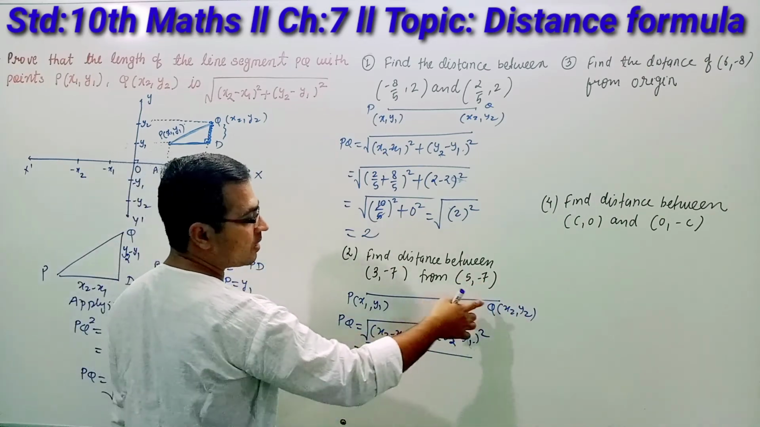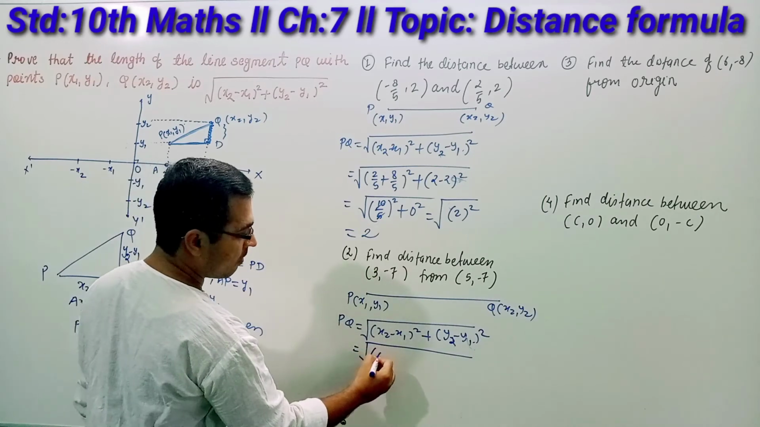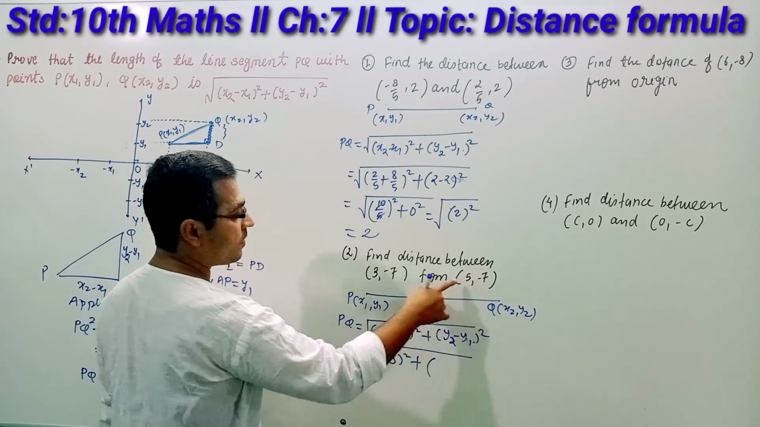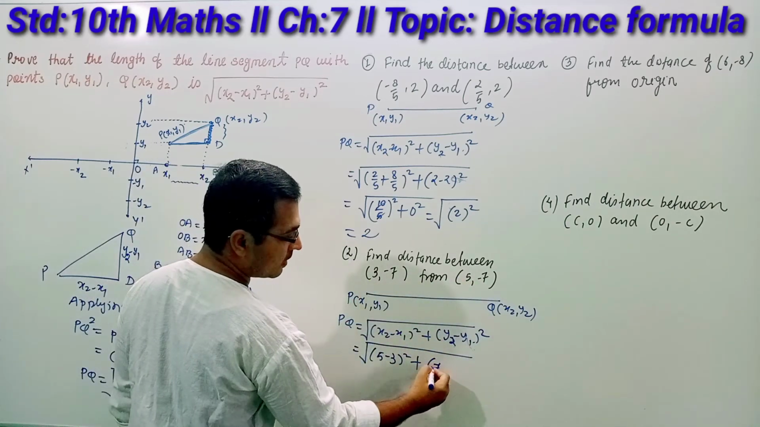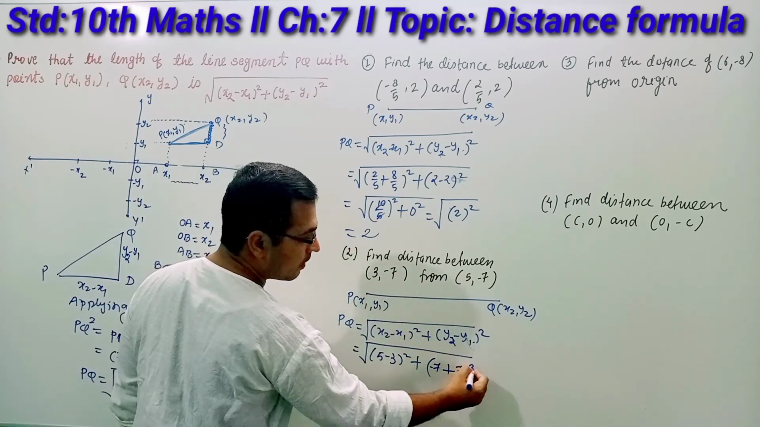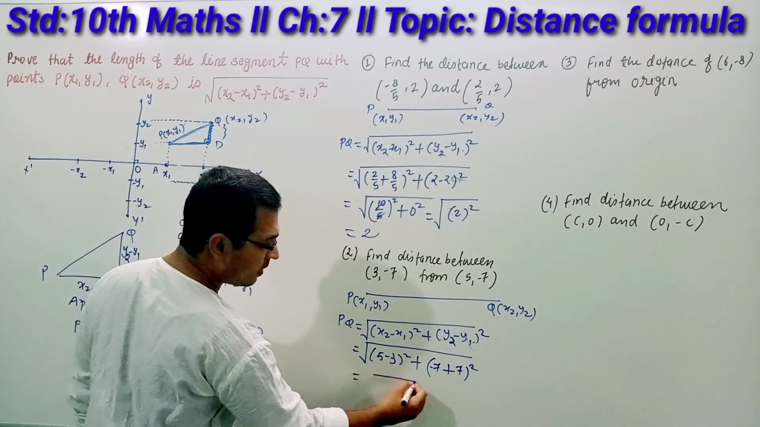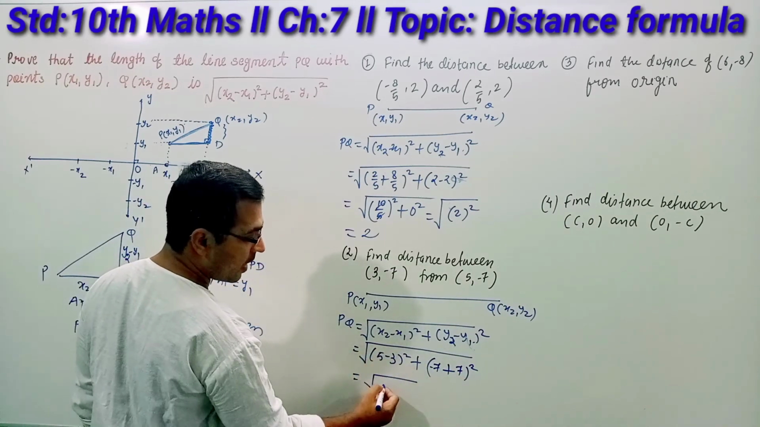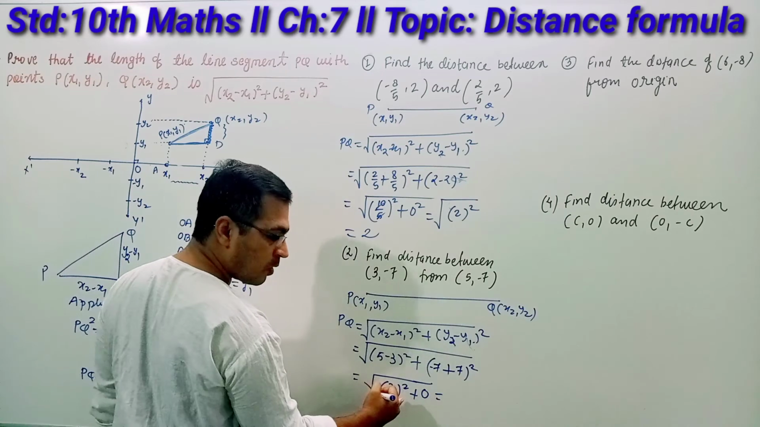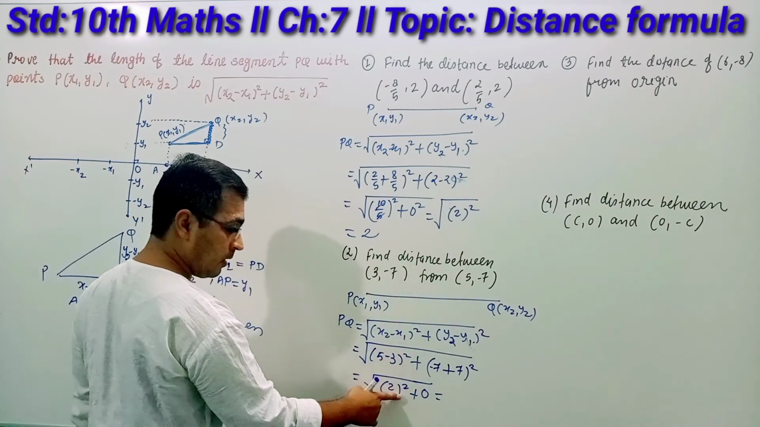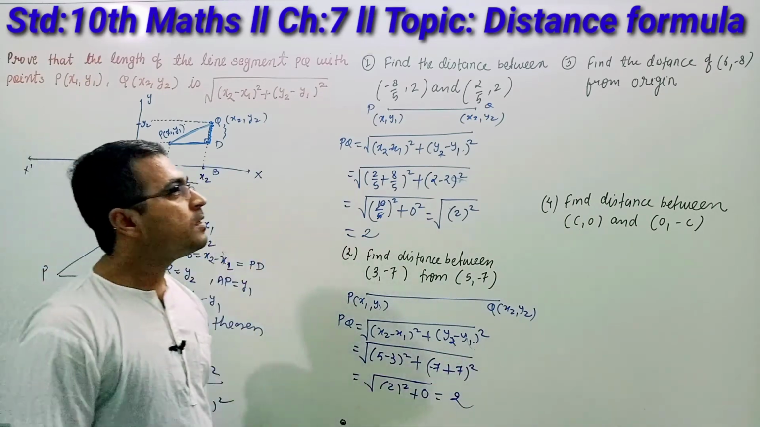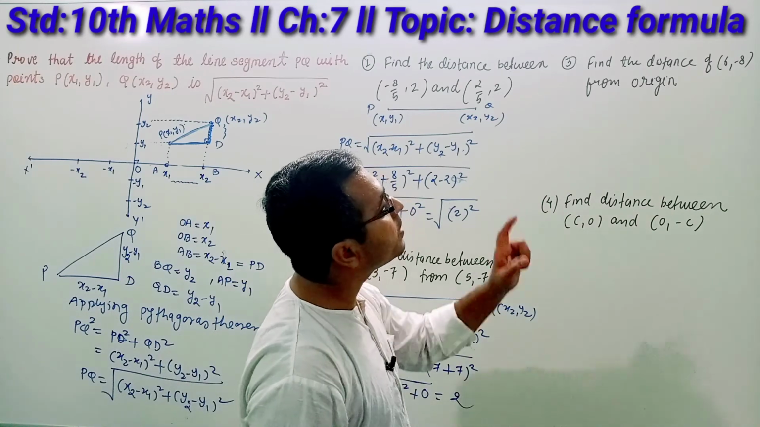So x2 minus x1, so 5 minus 3 whole square plus y2 minus y1. y2 is minus 7 and here is minus 7, and with the sign of the formula, minus minus 7 will be plus 7, so it will be 0. And 5 minus 3 whole square means we are getting 2 square plus 0. So the square root of 2 square will be what? Again 2.